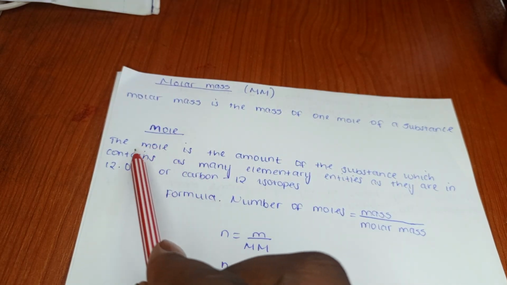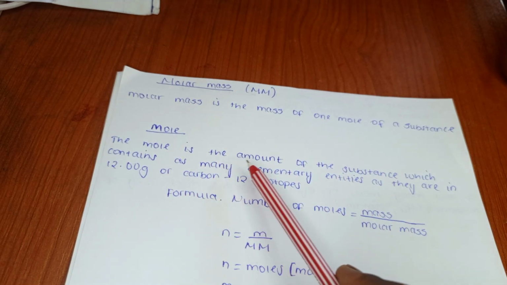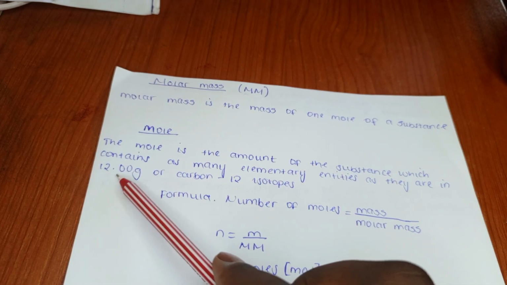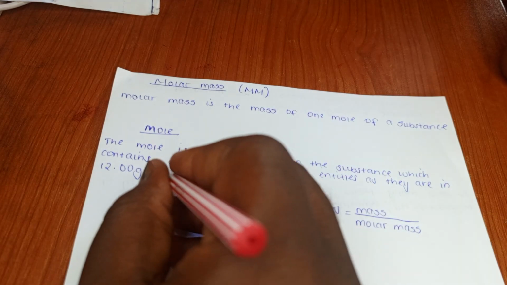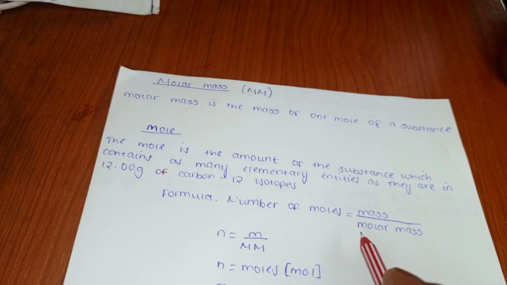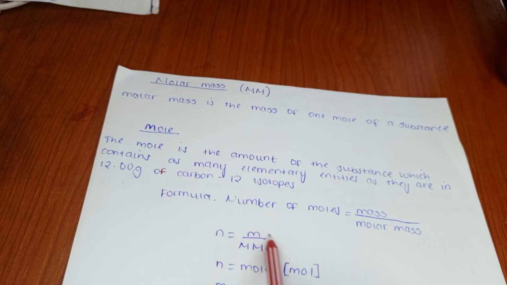This is mole. The mole is the amount of substance which contains as many elementary entities as there are in 12.00 grams of carbon-12 isotopes. Okay. So now the formula for calculating the number of moles. This formula is very important. The number of moles is equal to mass over molar mass. So in symbols, we say n is equal to m over Mm, where n stands for number of moles and the unit is mol.